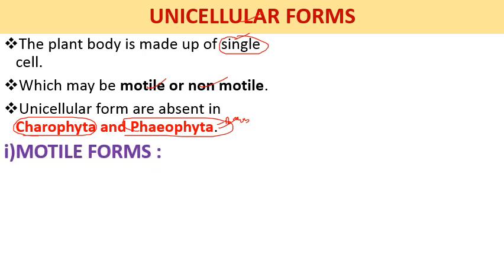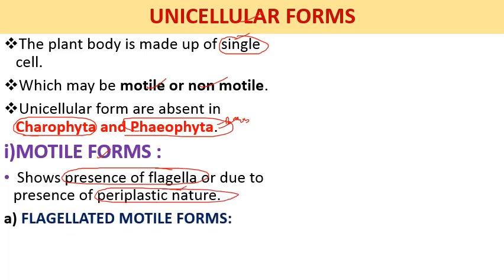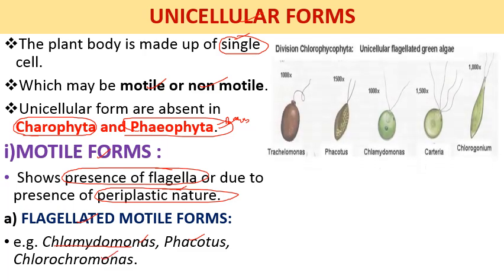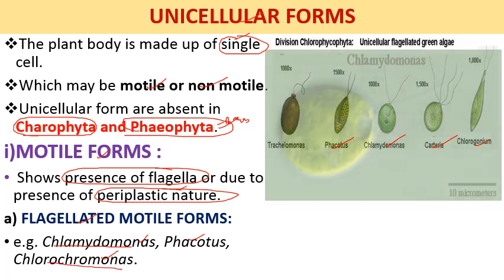Firstly, I will discuss about the unicellular motile forms. So these forms show the presence of flagella. They have motile structures and they may contain some periplastic nature structures. Firstly, flagellatory forms, it means they bear flagella. It includes examples like Chlamydomonas, that is the most common green algae, then Carteria and Chlorochromonas. So these are some unicellular motile forms. It also includes Chlamydomonas, then Carteria, Chlorogonium, and Chlorochromonas. So these all are unicellular flagellatory forms.